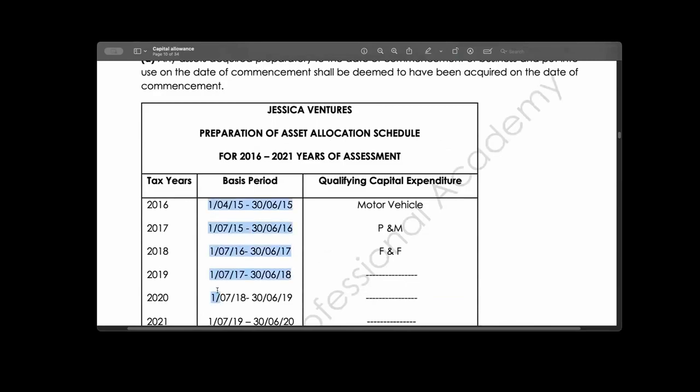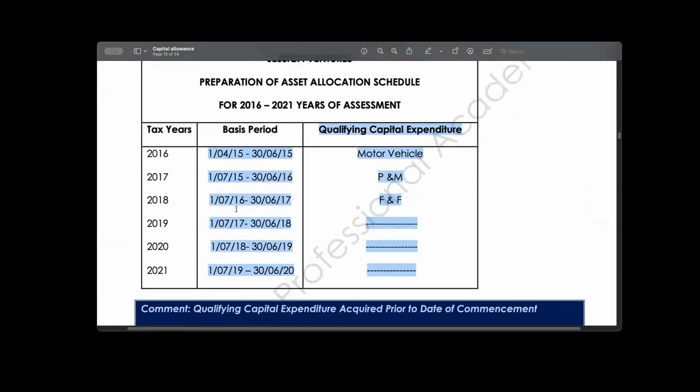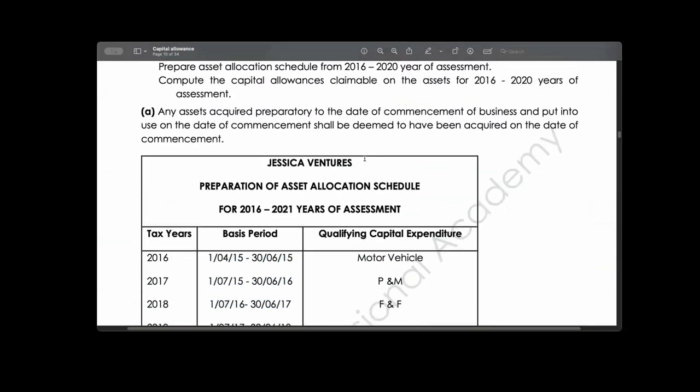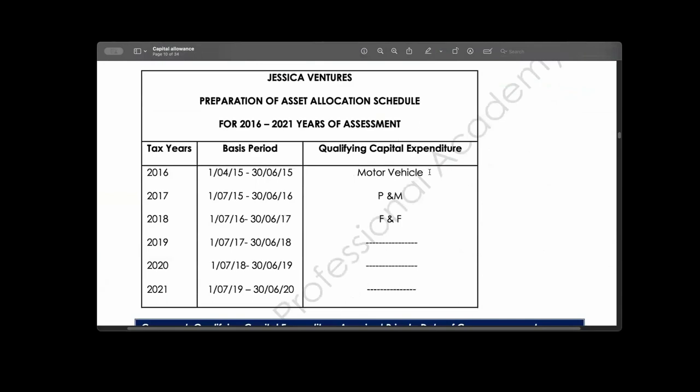Now, after you have written your basis period like this, the next thing you need to do is to begin to allocate the assets to the relevant year. Don't forget, we said any assets acquired prior to the date of commencement shall be deemed to have been incurred and put into production use on the date of commencement. Therefore, even though this motor vehicle was acquired before this date, it will be deemed to have been acquired on the date the company commenced. Therefore, I'm introducing that here.